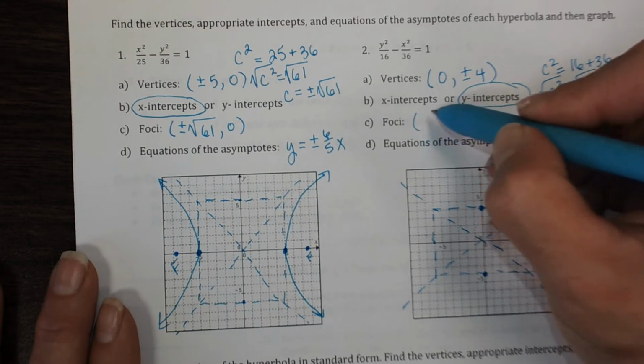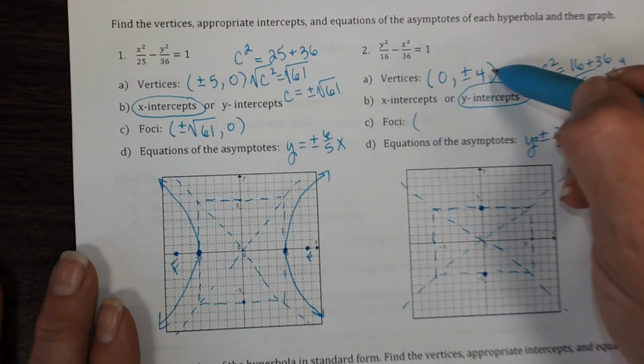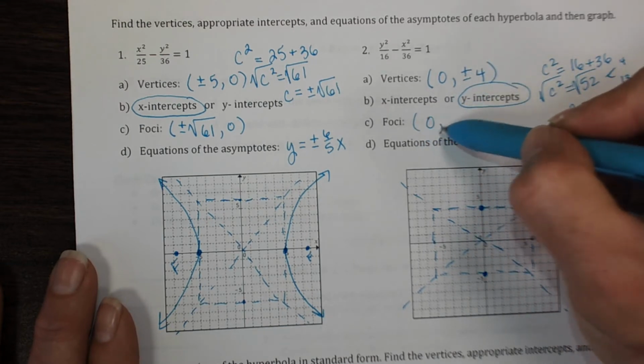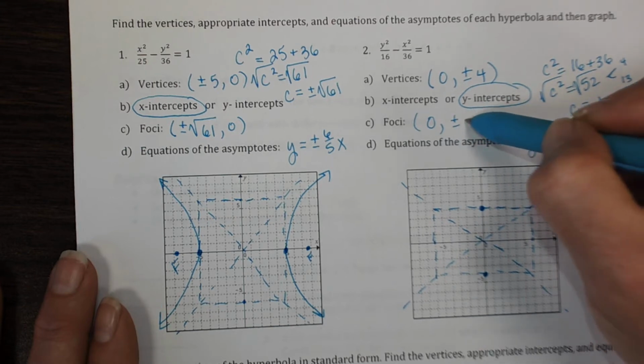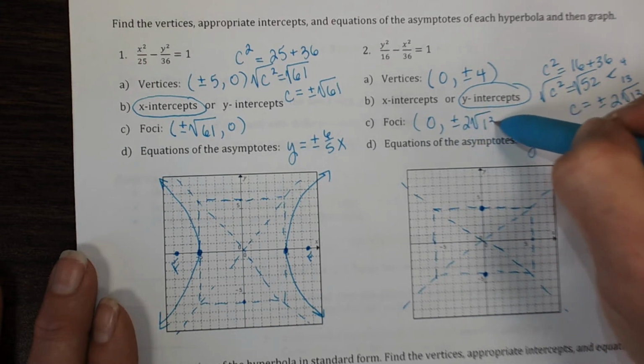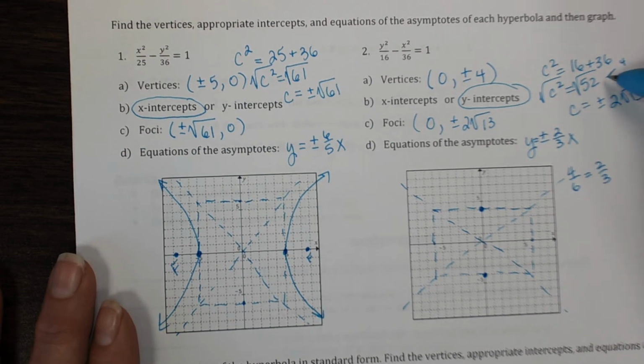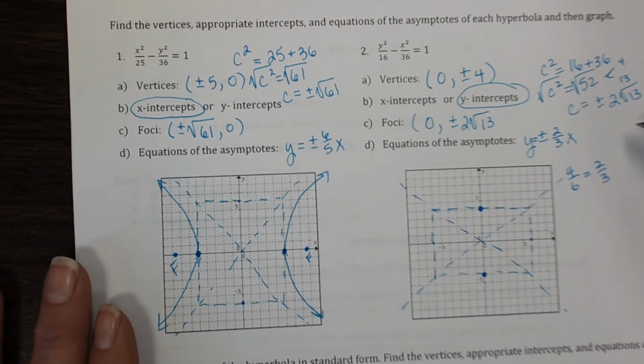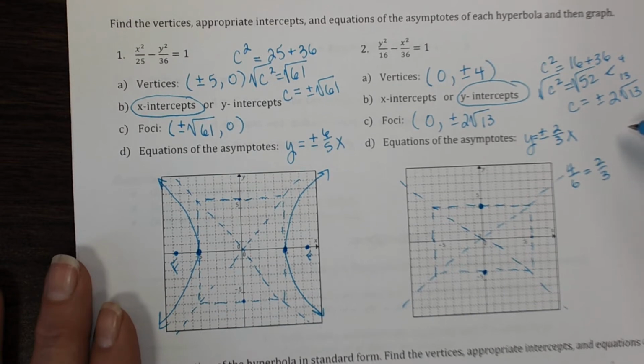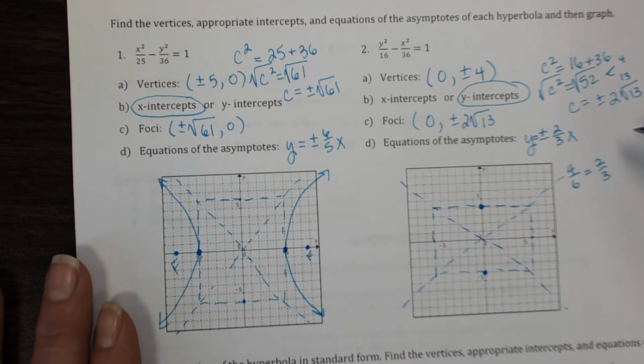So I've got them, and again, make sure that these are on the y-axis. So I put a 0 for x, and then I have a plus or minus 2 root 13. All right, so again, we kind of go back to that square root of 54, or you put it in your calculator, whatever works for you. So square root of 54 is a little over 7, right?